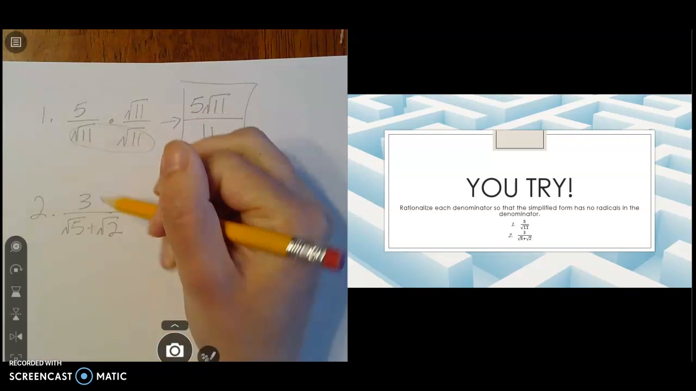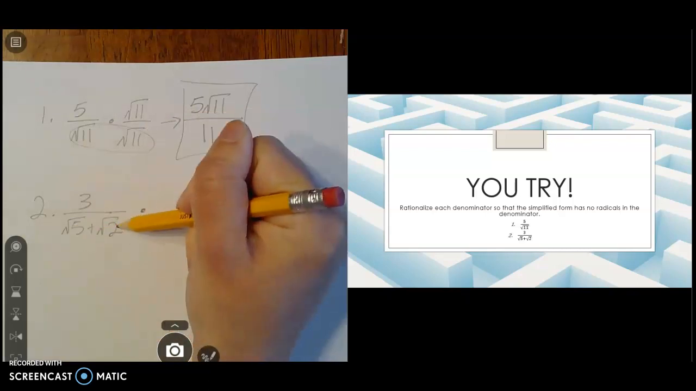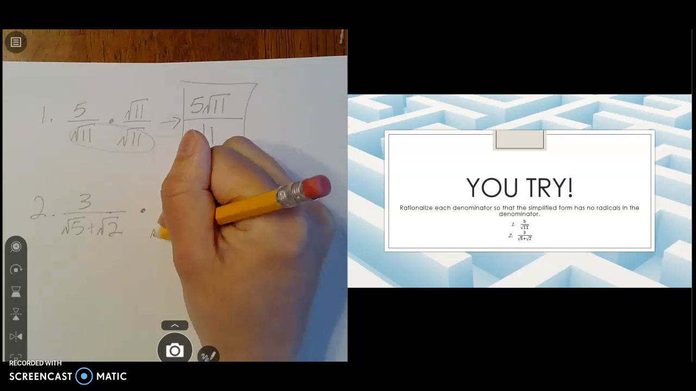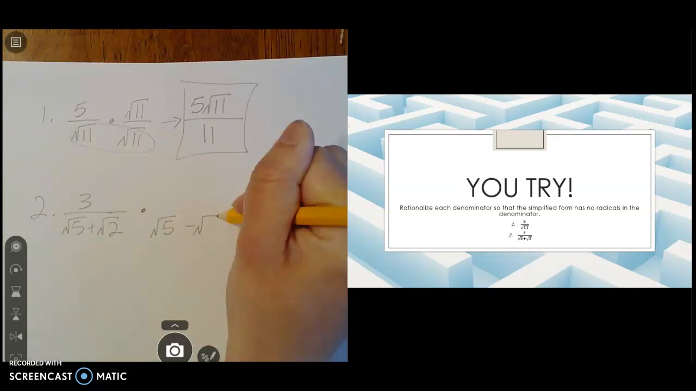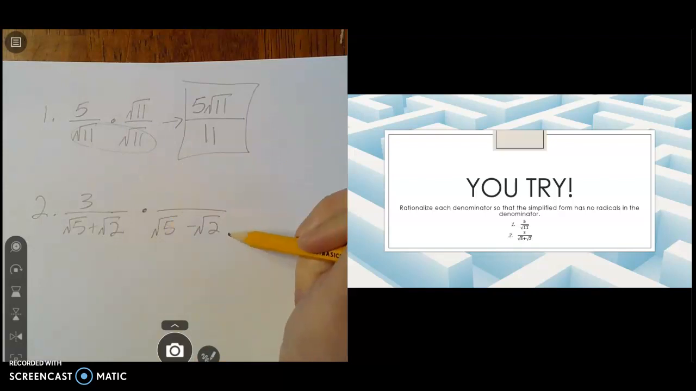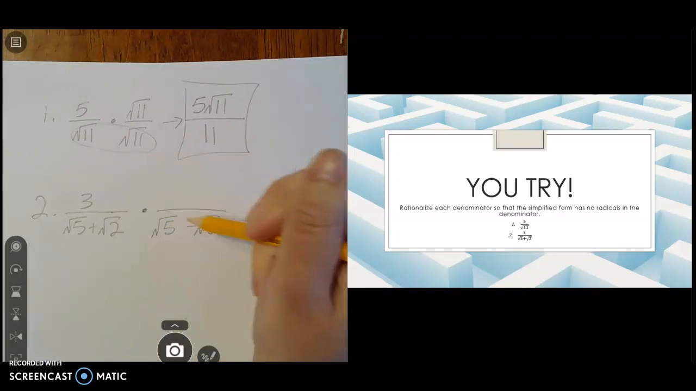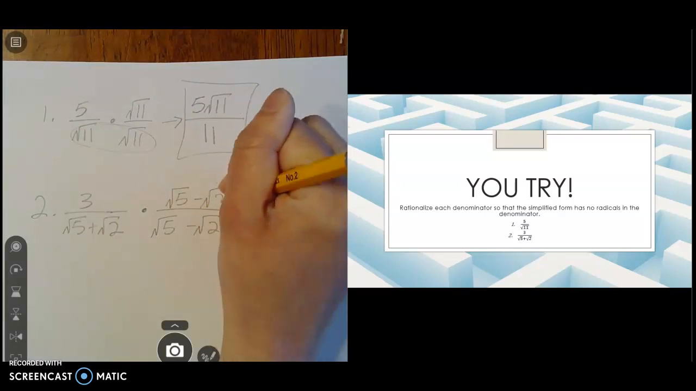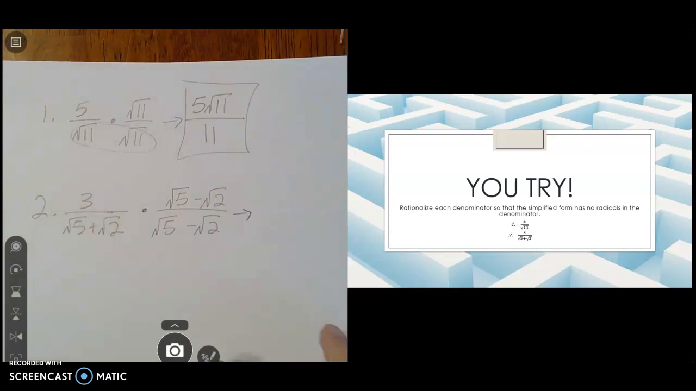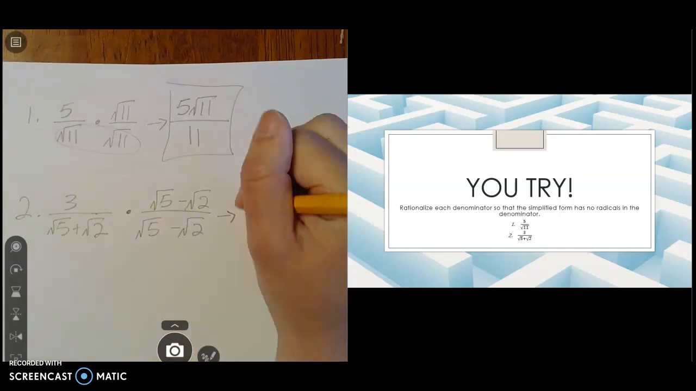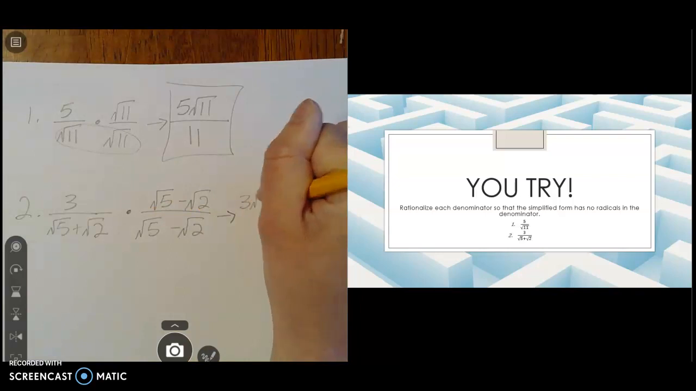So the conjugate has both terms, but with a different sign in the middle. We're just going to switch it from addition to subtraction. So it'll look like square root of 5 minus square root of 2. Whatever you multiply by in the denominator, make sure you do the same thing in the numerator. Once we've multiplied these together, we're going to do 3 times both terms. So that'll be 3 square root of 5 minus 3 square root of 2.